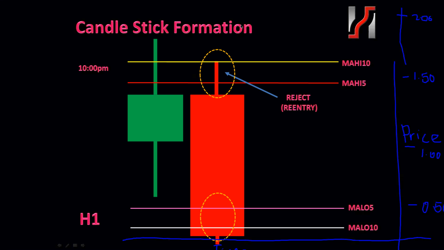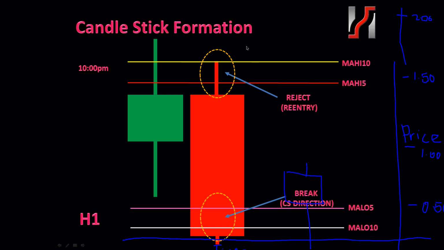Okay, so let me have a quick drawing over here. Let's say you have a candle here, for example, that rejects MALO 5 and MALO 10, then obviously this is a buy entry because it rejected the buy indicator, so this is a buy entry. So with that, I hope you guys understand the difference between the two, reject and break, because these things are very important when it comes to BBMA trading.